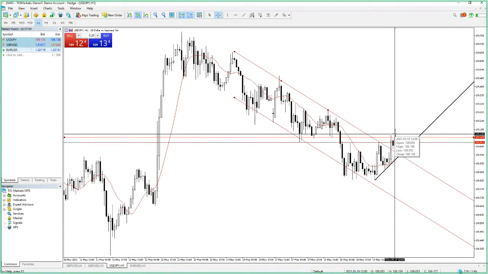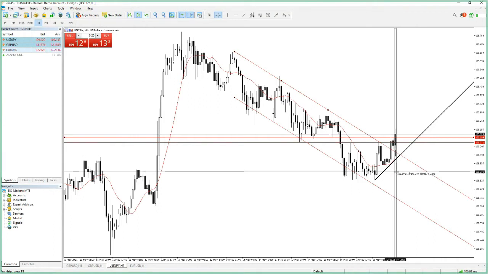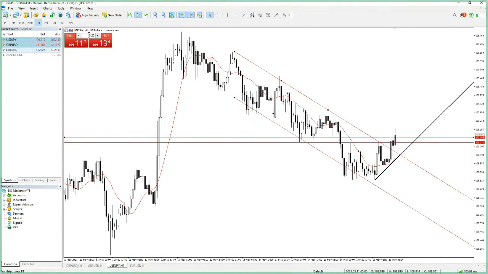So, a logical level to place the stops is below these candles here. That's about 25 pips away. With one full contract, that would be $244. So if I buy 0.20 contracts, then that's really not too much in terms of percentages relative to my account size.